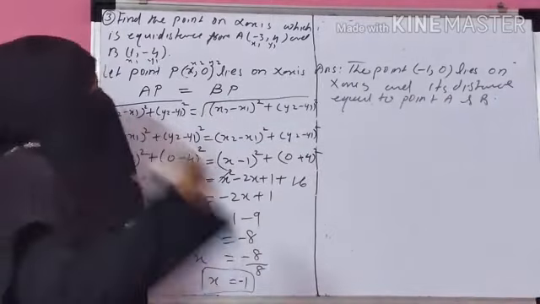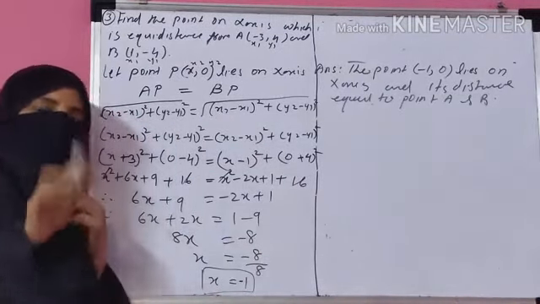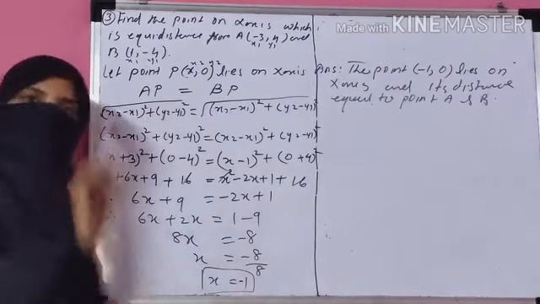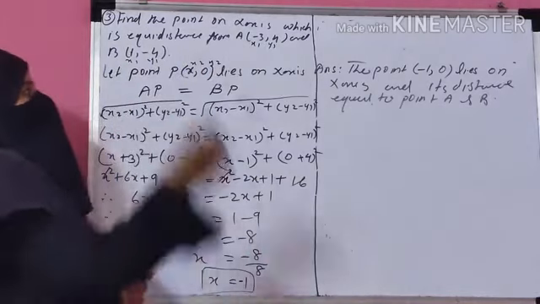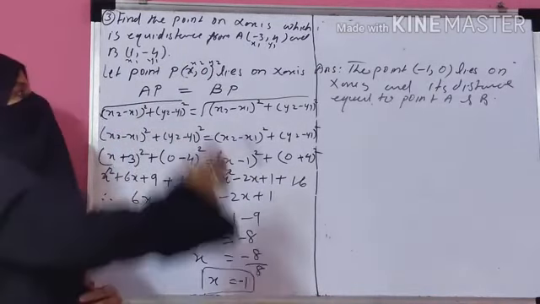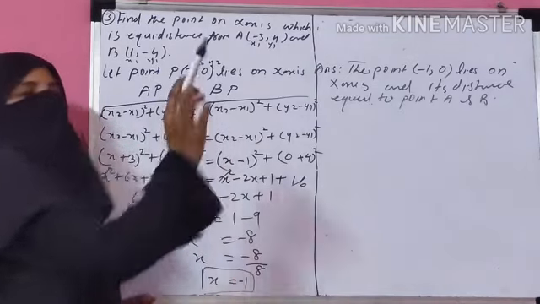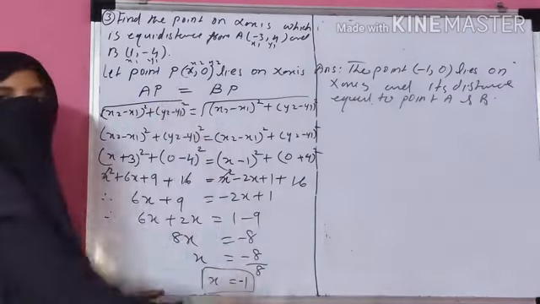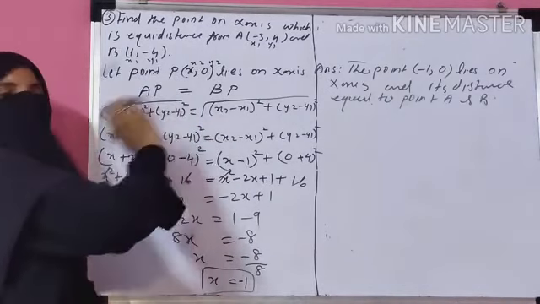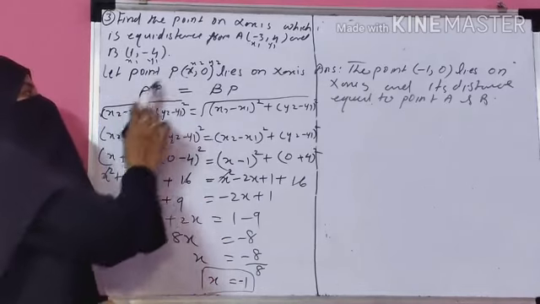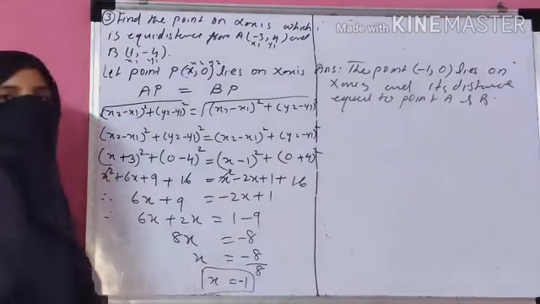Once more I am repeating. Here the question is to find a point which lies on the x-axis and whose distance from points A and B is equal. So I suppose the point which lies on the x-axis as point P. As it lies on the x-axis, the y coordinate is 0. The distance of point P from A and from B is equal, so AP is equal to BP.